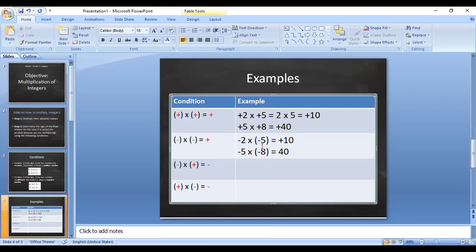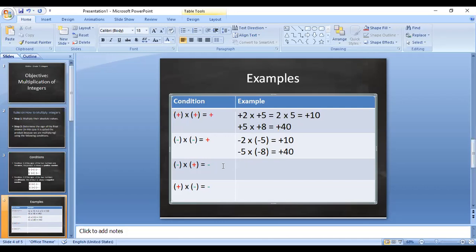8 × 5, सबसे पहले हम नंबर्स को मल्टीप्लाई करेंगे, आंसर आएगा 40. फिर उसके बाद हम साइन चेक करेंगे, दोनों का साइन सेम है तो हमारा आंसर हो जाएगा पॉजिटिव. जिस दो नंबर को अगर हम मल्टीप्लाई कर रहे हैं और उन दोनों का साइन सेम है तो आंसर का साइन पॉजिटिव होता है. यस. ऑल राइट, लेट्स मूव फॉरवर्ड.